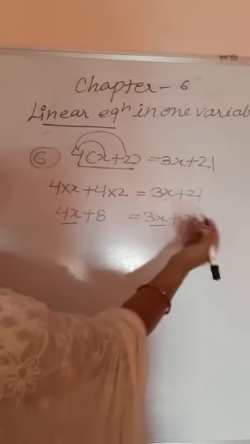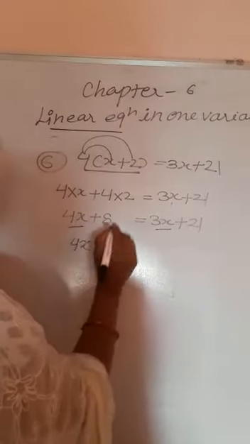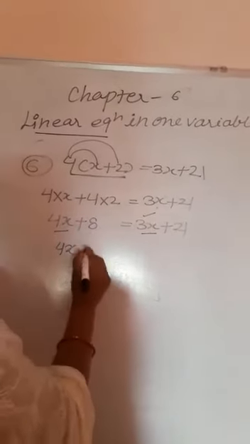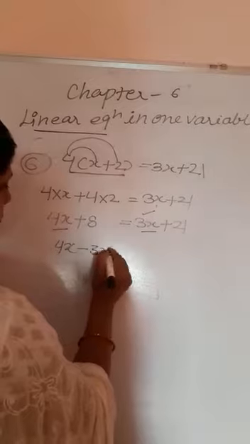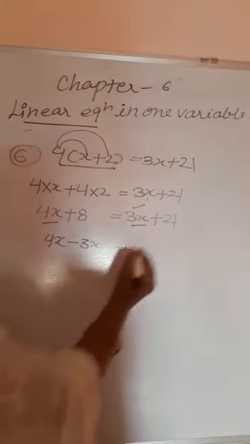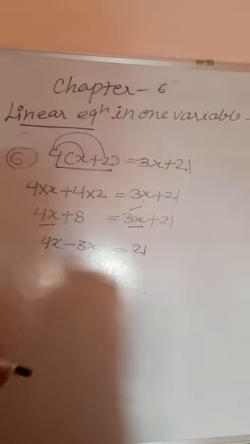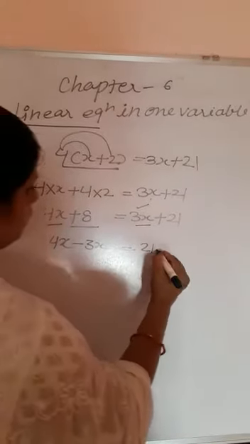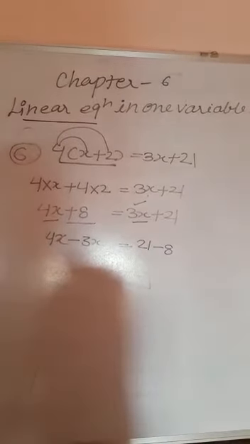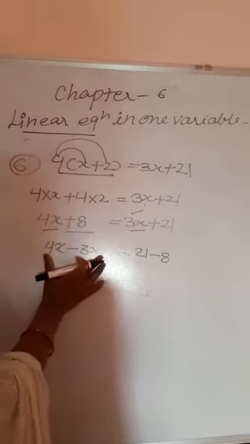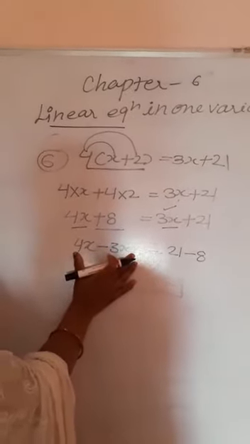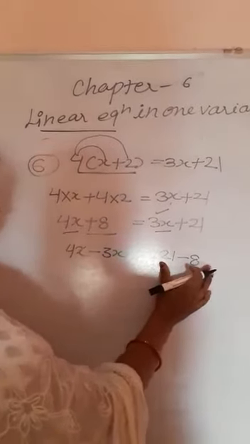Our next step is, we have to separate all variable terms on one side and terms without variable on the other side. So 4x variable term, 3x we have to write minus 3x. 21 write as it is, plus 8 shift here. Okay. So here all variable terms are present, here the terms without variable are present.